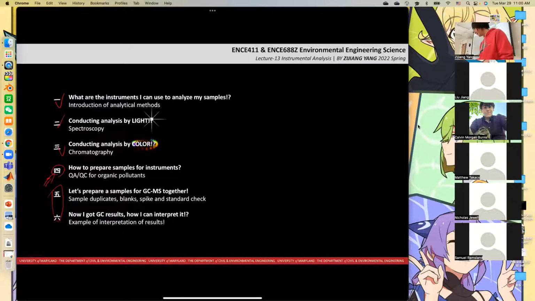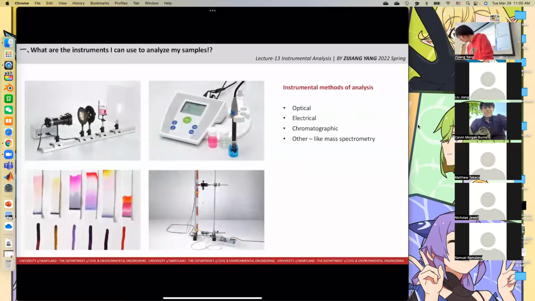So first, let's look at the analytical methods. There are some common analytical methods, like the optical method, like this one, and the electrical method, like the pH meter. And we also have chromatography, something like this. I will talk about this more later. And we also have some other methods, like conducting a measurement by mass.